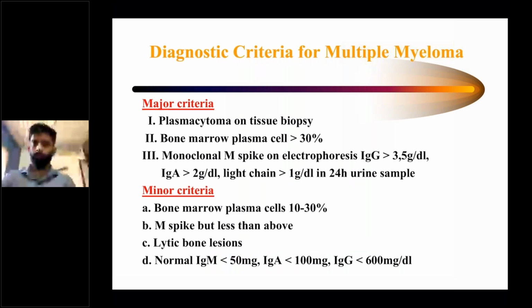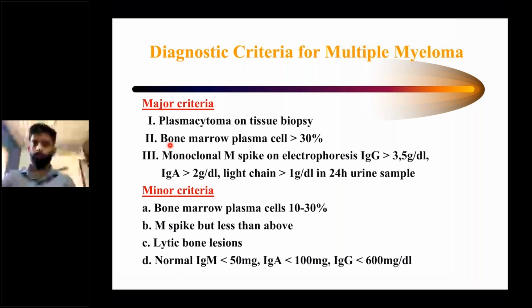So obviously, the diagnostic criteria for multiple myeloma: a major criterion is plasmacytoma on tissue biopsy or bone marrow plasma cells greater than 30%, which is very specific. Monoclonal M spike on electrophoresis, that is IgG greater than 3.5, IgA greater than 2, and light chains greater than 1 in a 24 hours urine sample. Whereas in MGUS, IgG is less than 3.5, IgA less than 2, and light chain less than 1, with bone marrow plasma cells less than 5%. So that is MGUS, monoclonal gammopathy of undetermined significance.